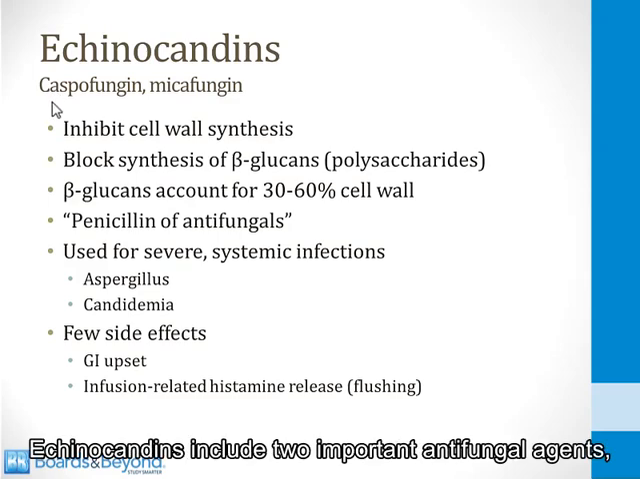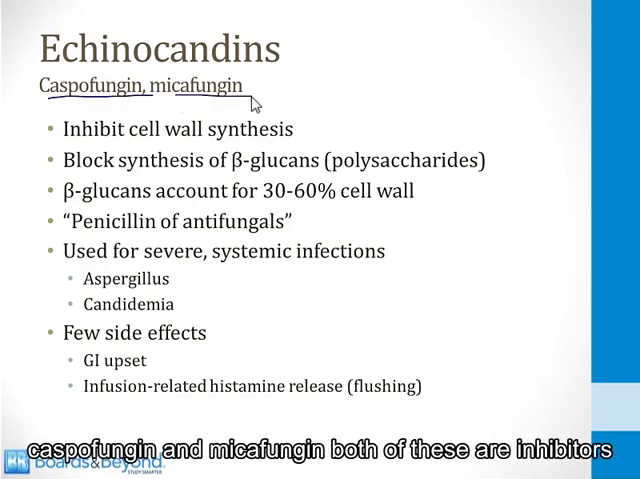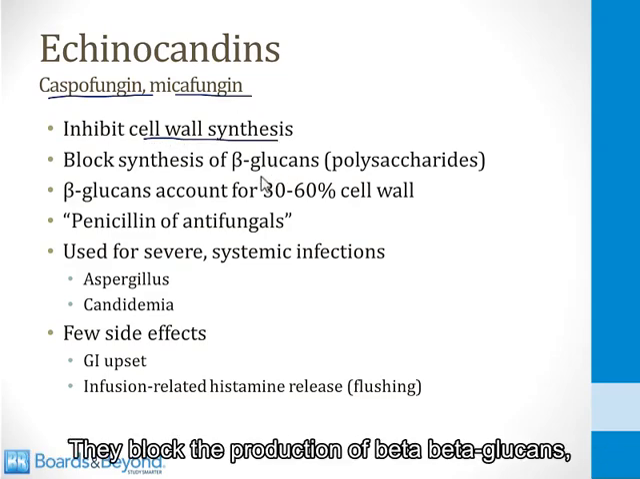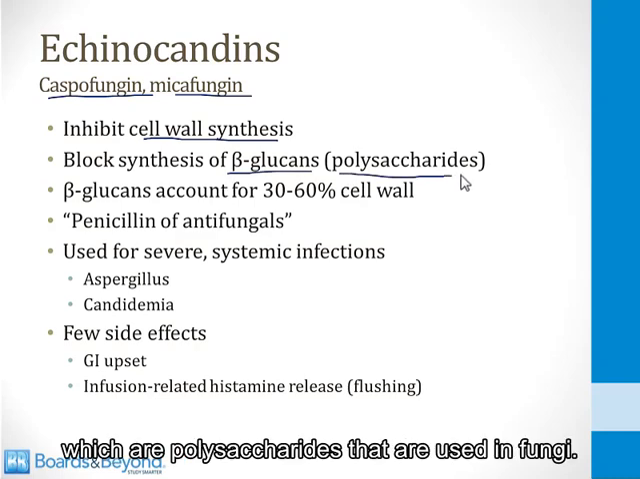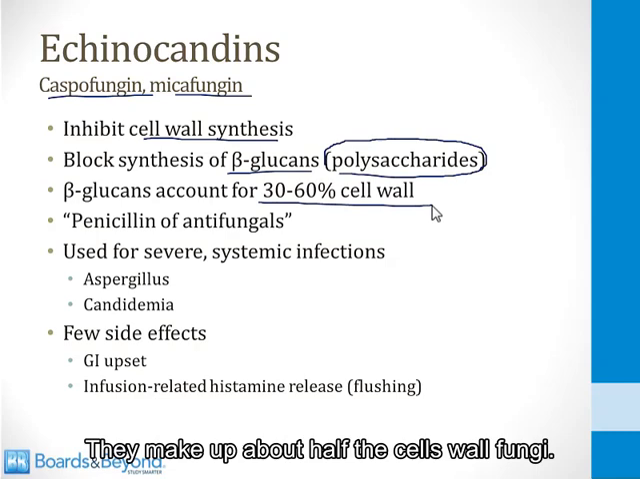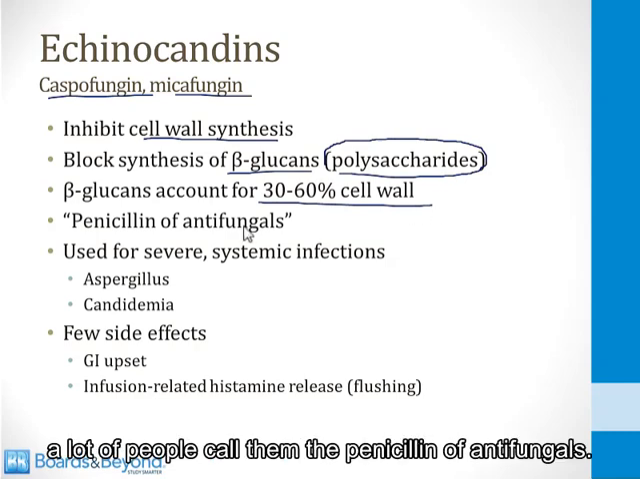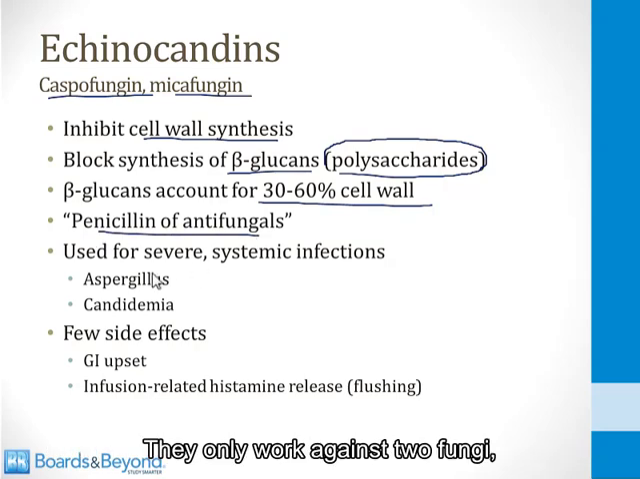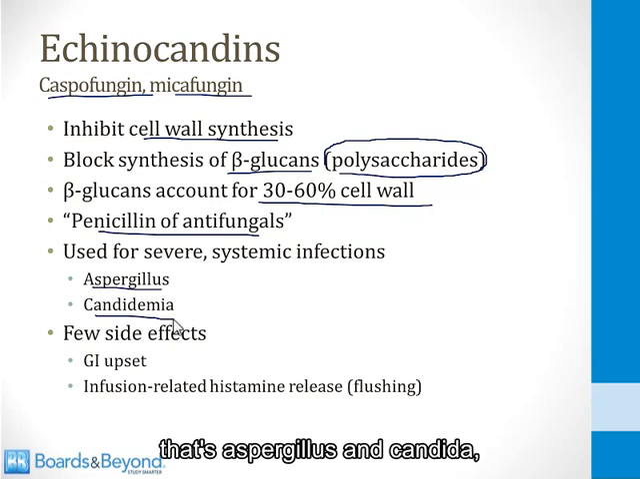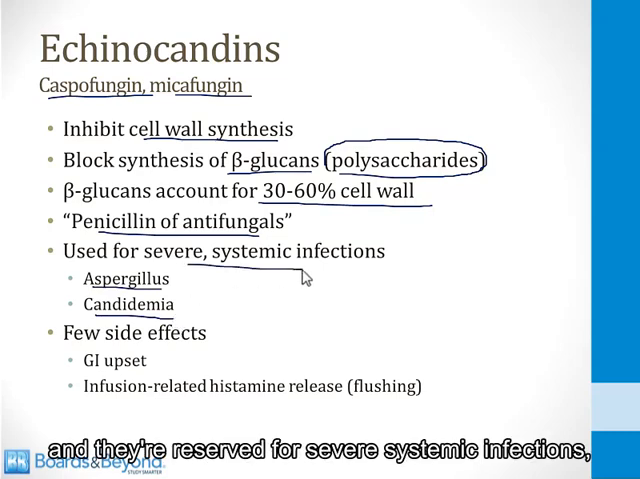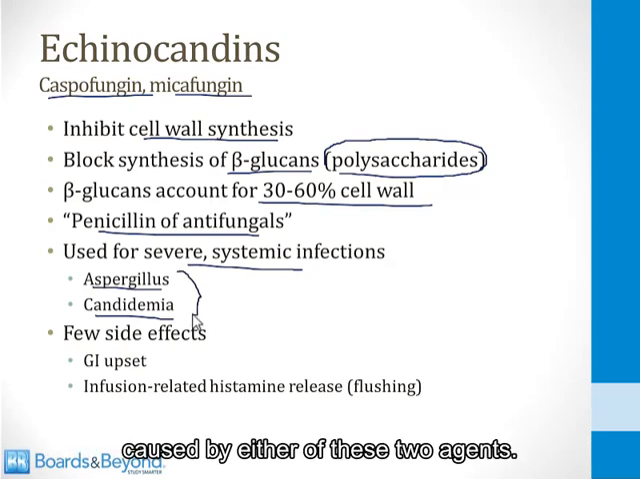Echinocandins include two important antifungal agents, caspofungin and micafungin. Both of these are inhibitors of cell wall synthesis. They block the production of beta-glucans, which are polysaccharides that are used in fungi. They make up about half the cell wall of fungi. Because of this mechanism, a lot of people call them the penicillin of antifungals. They only work against two fungi, that's Aspergillus and Candida, and they're reserved for severe systemic infections caused by either of these two agents. They have relatively few side effects.